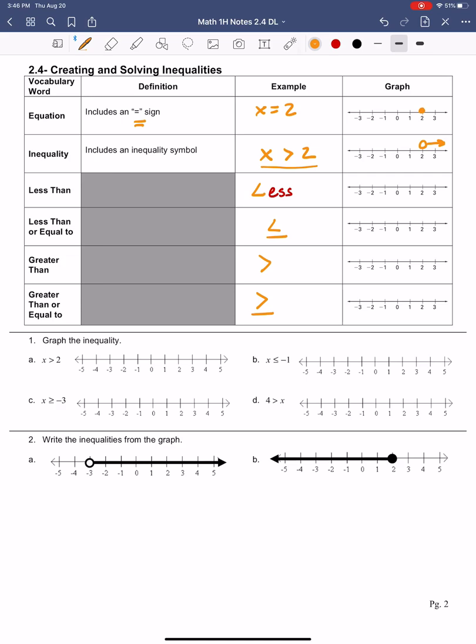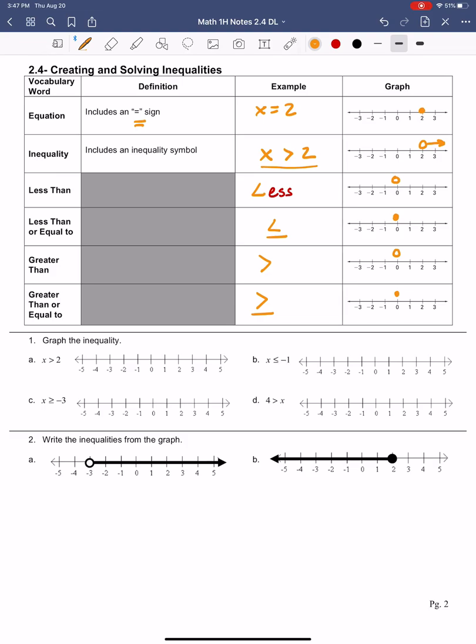Okay. And now let's talk about the symbols that we use on the graph. So if it's a less than symbol, right? So if it's less than, that's going to be an open circle on my number line. So let's say we had it less than 0, right? It would be an open circle at 0. Whereas a less than or equal to would be a closed circle. So that's the distinction there. If it has the or equal to bar, it's going to be a closed circle. And if it doesn't have it, it's going to be an open circle.